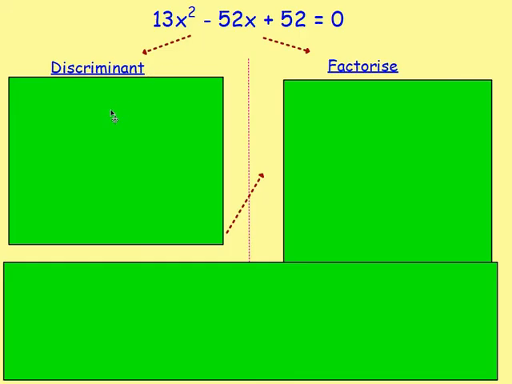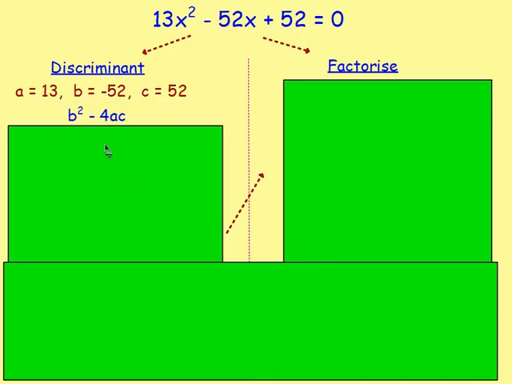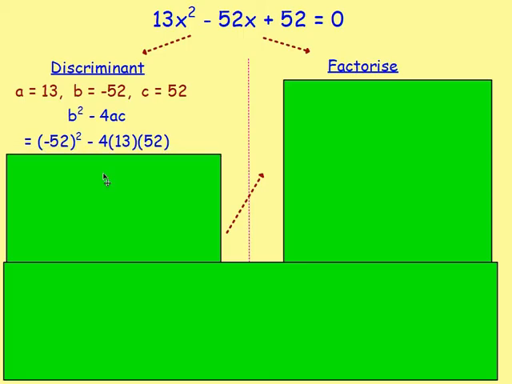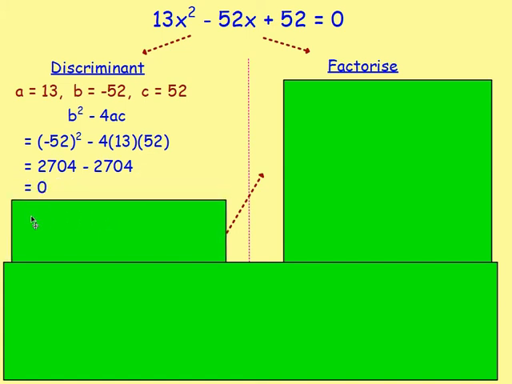The discriminant, remember, you need the values of a, b and c. In other words, the coefficient of x squared, x, and this number that's on its own. So we've got 13, negative 52 and 52. Work out b squared minus 4ac. If you work that out, you'd have negative 52 squared, take away 4 times 13 times 52. It gives us 2,704, take away 2,704, which is 0.